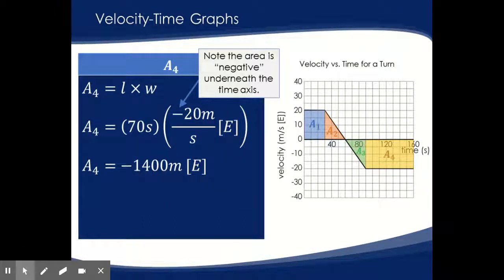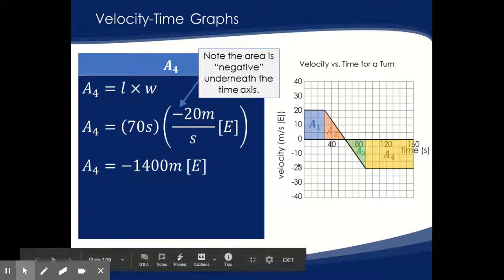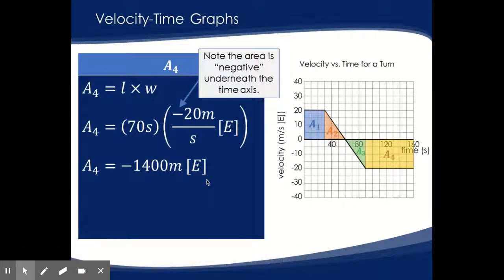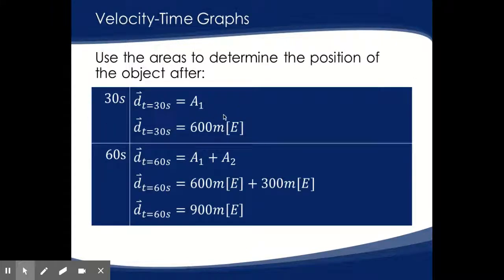And then we do the same for the last area here. The last area is a little bit larger. We're going to have a length of 70 seconds because we're going from 90 seconds to 160 seconds. And then the height, or the width I guess, is going to be -20 as well. So when you do your math, you should get -1,400 meters east.